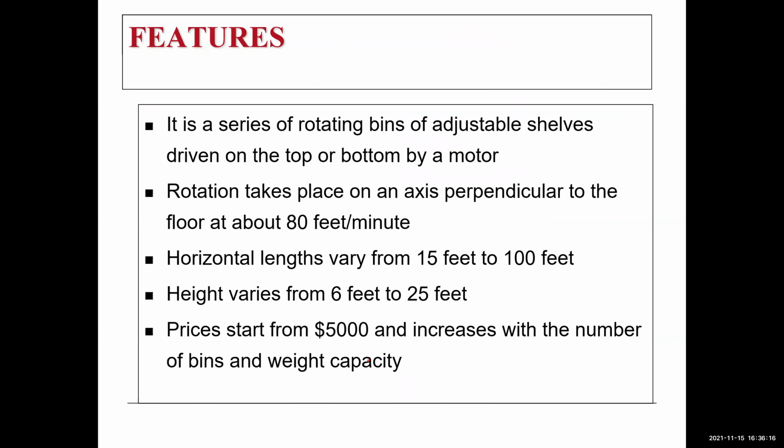It is a series of rotating bins of adjustable shelves driven on the top or bottom by a motor. Rotation takes place on an axis perpendicular to the floor. Horizontal length varies from 15 feet to 100 feet. Height varies from 6 feet to 25 feet, and prices start from $5,000 and increase with the number of bins and weight capacity. So very expensive.